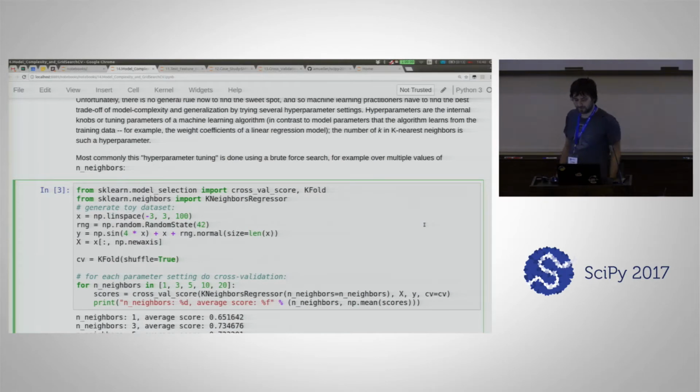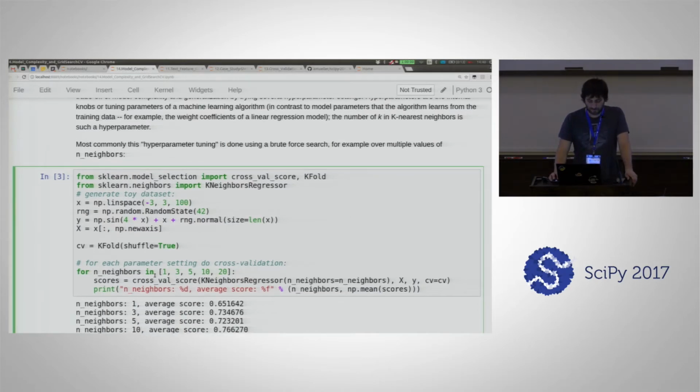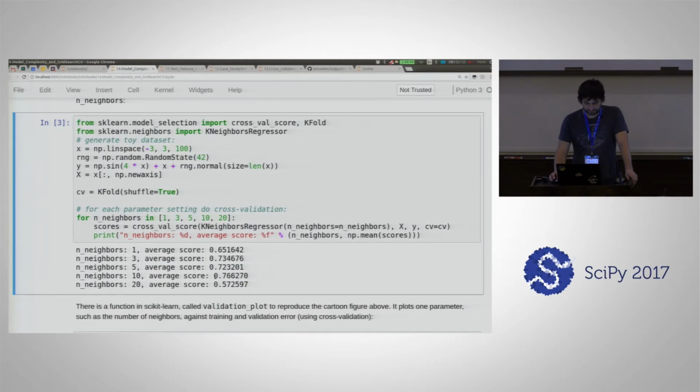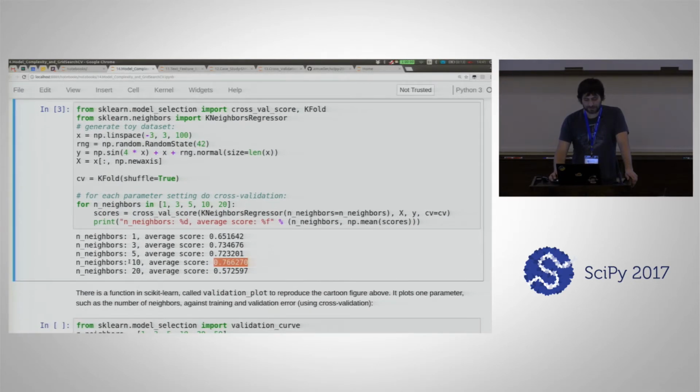So I'm doing the sine wave, and I try k-neighbors regressor with different numbers of neighbors, 1, 3, 5, 10, and 20. And so basically the way that I want to find a sweet spot is by doing a brute force search. I try each of them, and I do cross-validation, and then I compute the average cross-validation score, and then I might want to pick the one that has the best cross-validation accuracy, R squared. So this would be this one. So maybe I say 10 neighbors is the best.